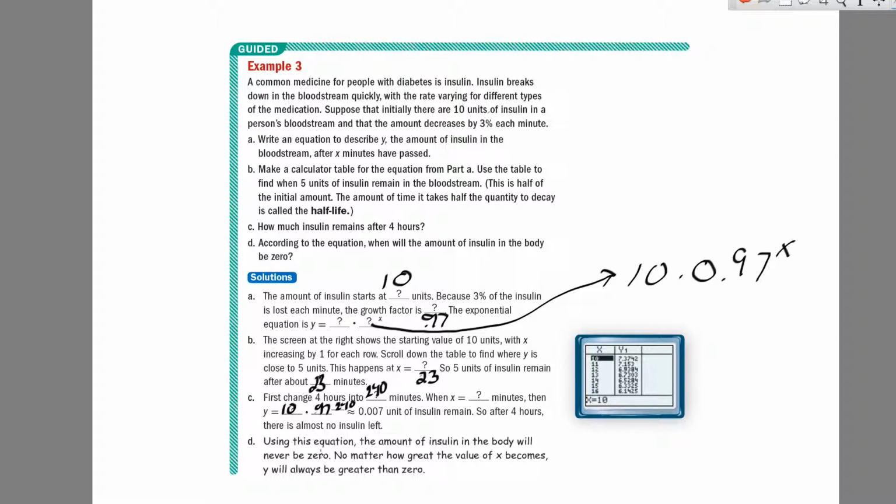This last question says, according to the equation, when will the amount of insulin in the body be 0? And using this equation in the body, it will never be 0, no matter how great the value of x becomes, because y will always be greater than 0. We could keep going. The graph of this curve is going to take on a shape like this, where it becomes asymptotic to the x-axis and never will ever reach it.